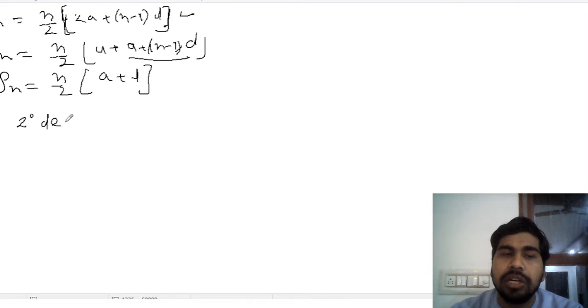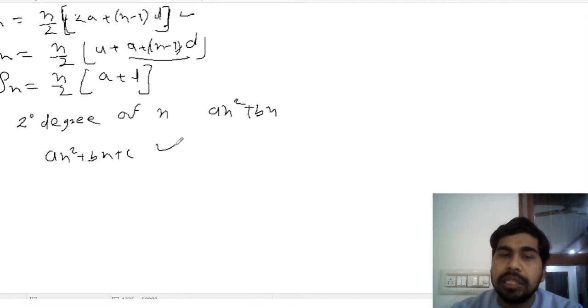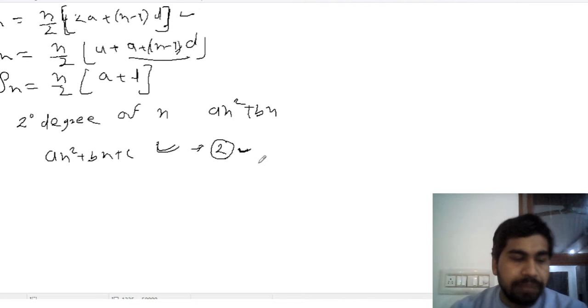In this formula we can see that Sn is a 2-degree expression, a quadratic expression in terms of n. But remember one thing: it is of the form n square plus bn. If a constant term is added to this, then it is the expression of n terms of an AP, but the AP starts from the second term. This is an important thing.